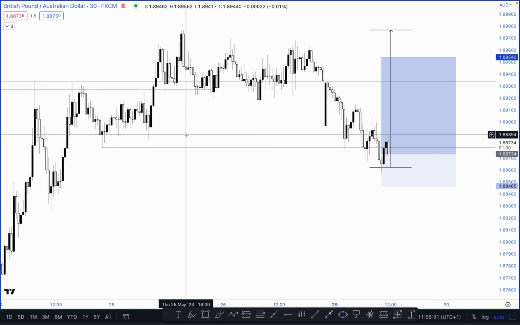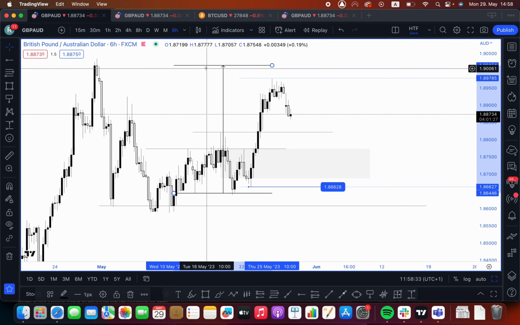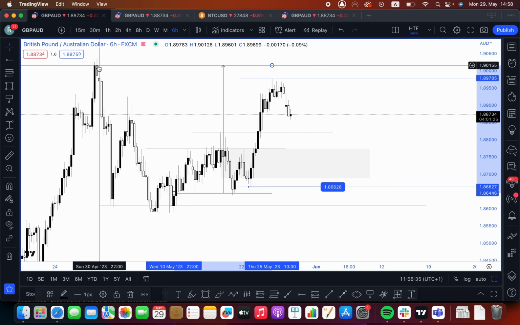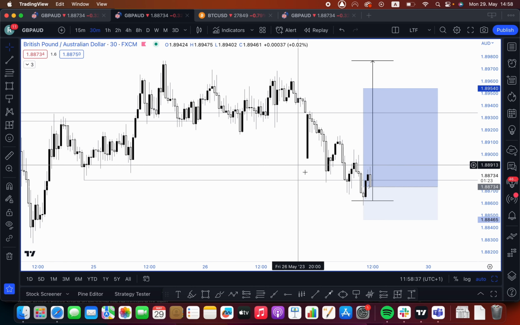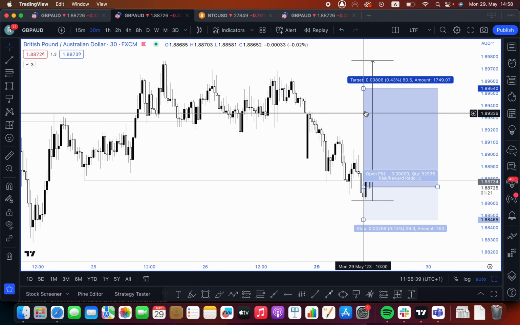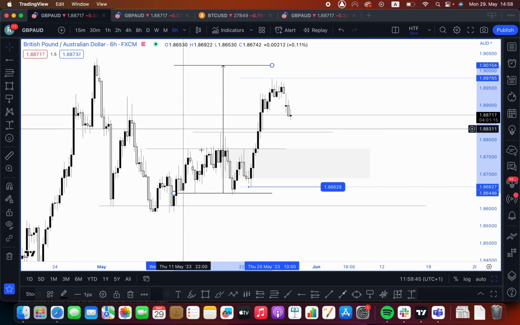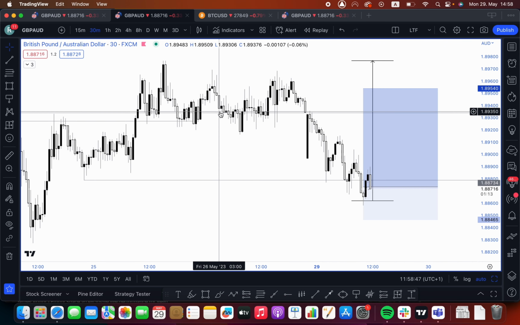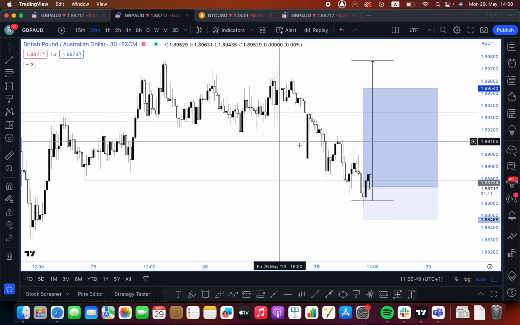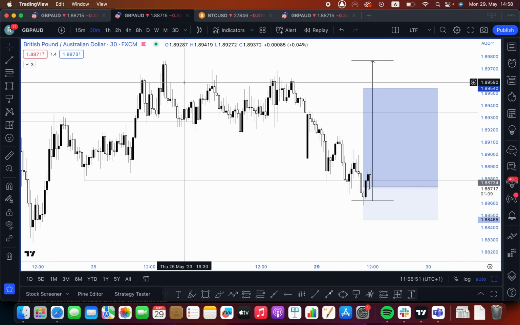So I don't need to buy GBPAUD all the way up into the 1.90 area. I can just buy it all the way up into 1.89540, and this will be a 1 to 3 risk to reward ratio, and then I can leave. So I divide my theory and I only trade portions of it. So right now my next trade is into these highs.